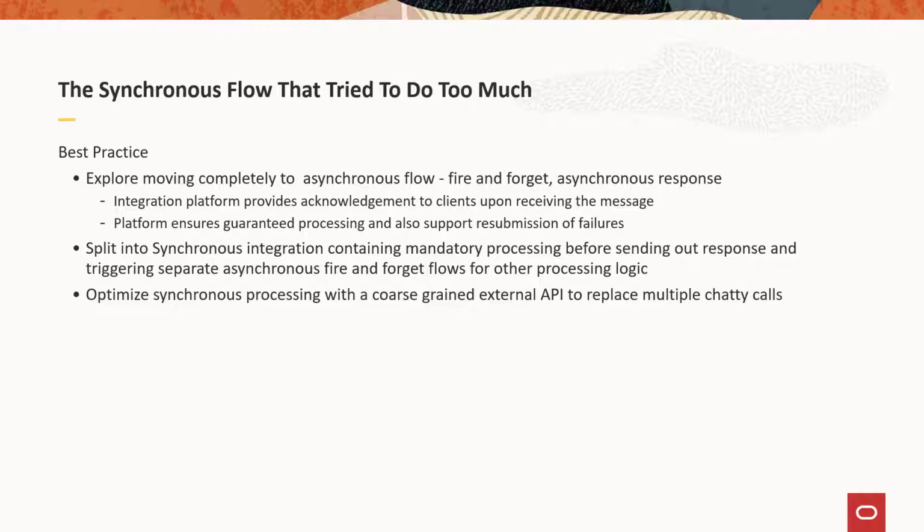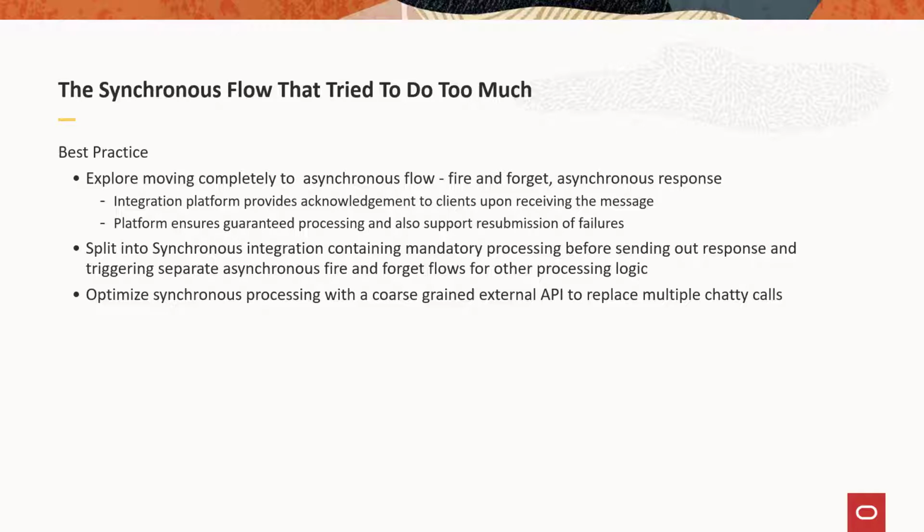If it really has a synchronous requirement where we need to send a response back, such as, for example, we're creating an order and we need to get the order ID back and put it into the calling system, then we should look at splitting the integration into the mandatory part that needs to retrieve data to be sent back, and then trigger the rest of it in an async fire and forget flow. So we basically have two flows: a small sync flow that gets the data needed to be sent back to the caller, and then an async flow which does all the additional processing.